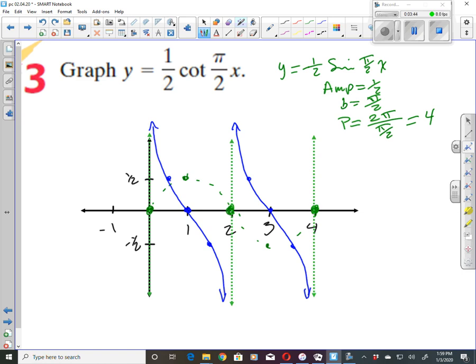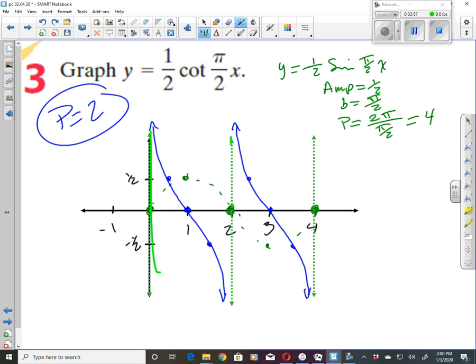Period, remember, the period for cotangent here is half of the period for sine, so the period is 2. Notice that that was true, from here to here was 2 units. So keep the difference between the period for the sine and the period for the cotangent, and see how they're related.